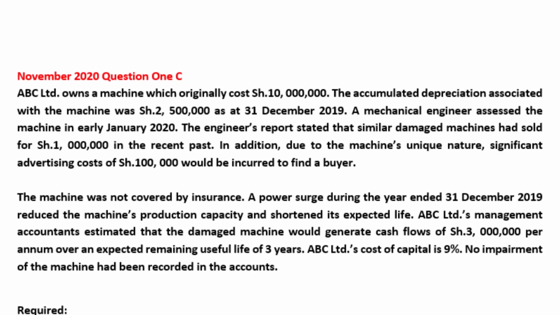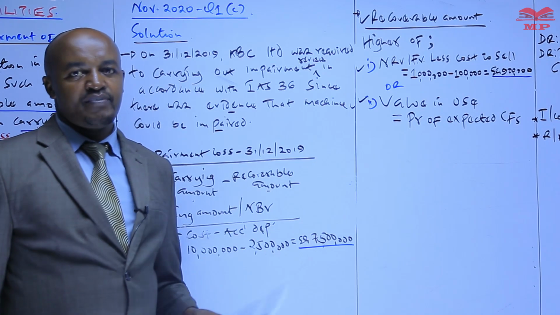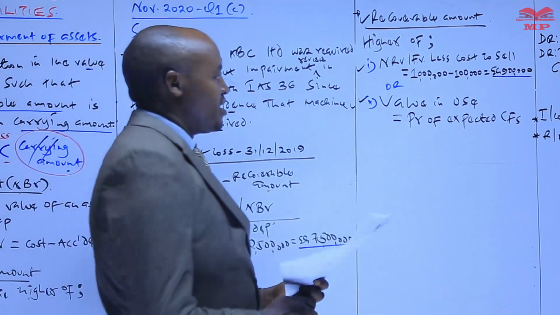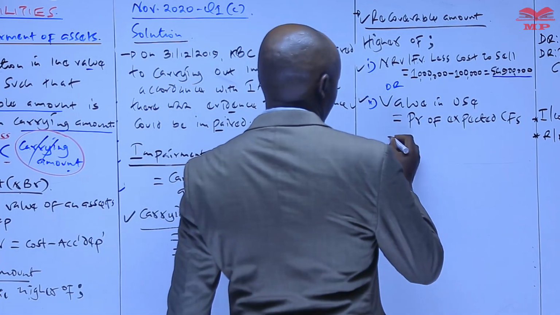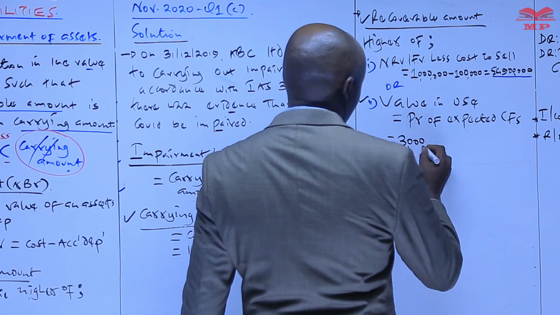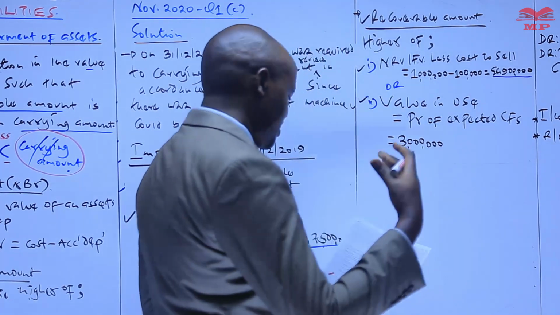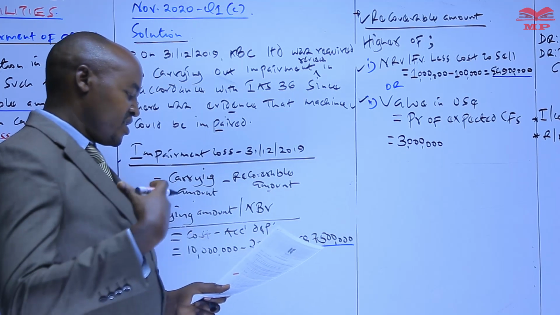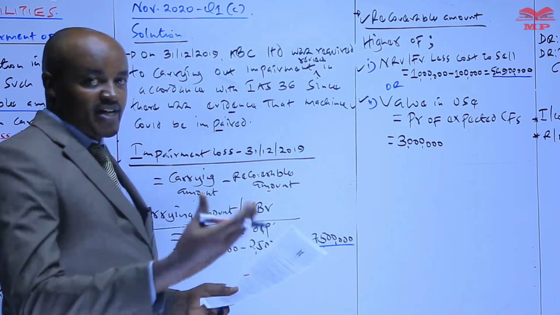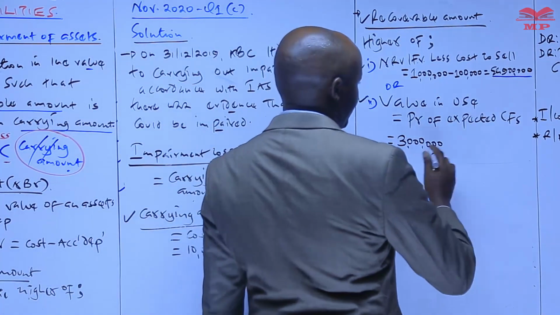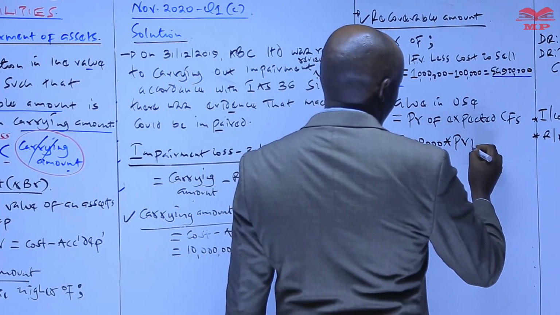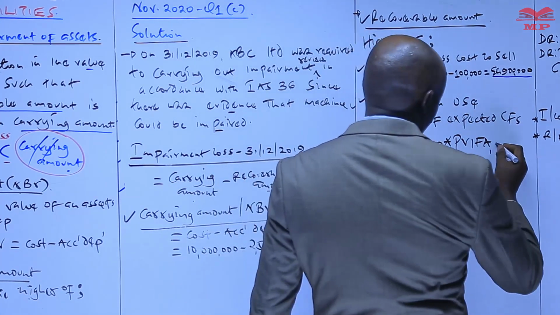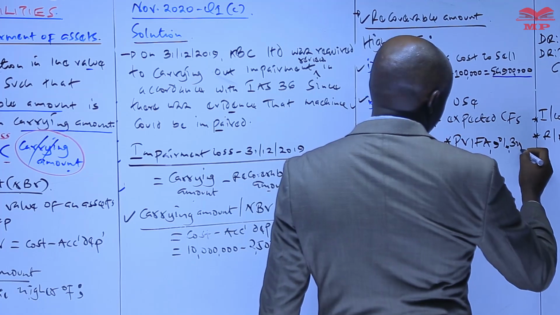So therefore, to determine the value in use, what we just need to do is to get the present value of those particular estimated cash flows. And to do that, we take now the estimated cash flows of 3 million, and you're told that this is the annual cash flows. This is an annuity. So this is the cash flow to be generated per annum over the next 3 years. So to discount this, to get the present value of this, we multiply this with the present value interest factor of annuity, and you are given the company's cost of capital, which is 9% for 3 years.